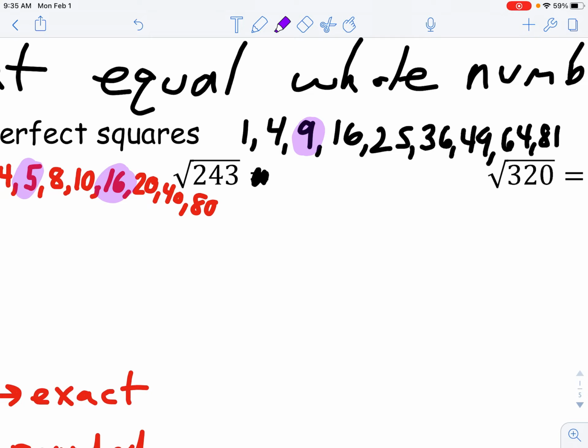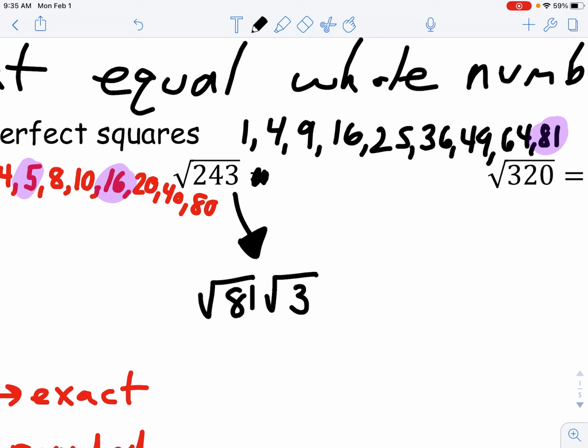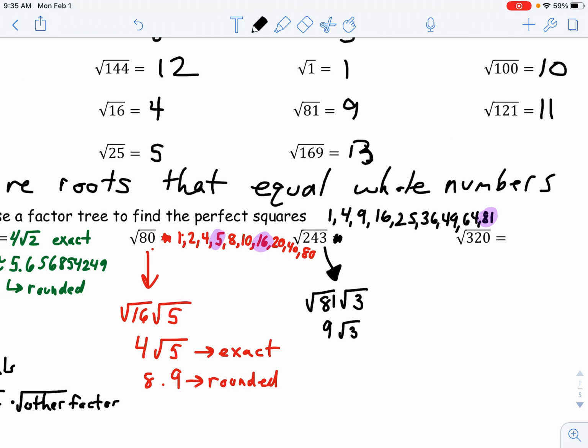Well, what about 243 and 81? Oh my gosh. In fact, it's not 9. It was 81 all along. All right. So again, you're just going to have to figure it out, check your work, and so forth. So this is going to break up into the square root of 81 and the square root of 3. Now, what's the square root of 81? 9. What's the square root of 3? It stays radical 3. And again, that's it.